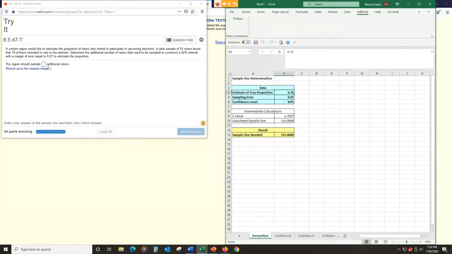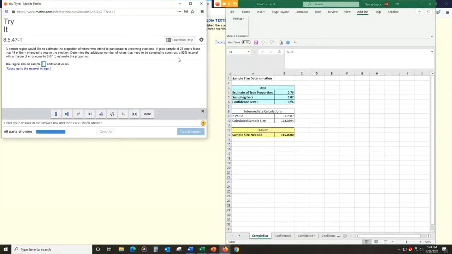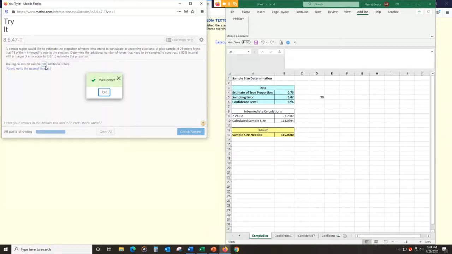But what it is asking you is additional voters. It is not asking the total sample size. How many have you already taken? 25. How many do you need? 115. So how many more do you need? More than 25. So you are basically doing 115 minus 25. So you need how many additional voters? 90. Understood? Yes.